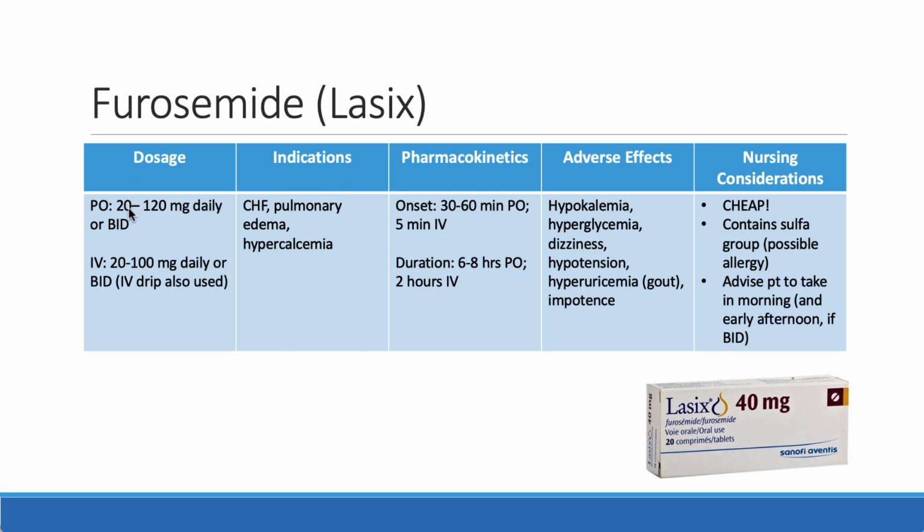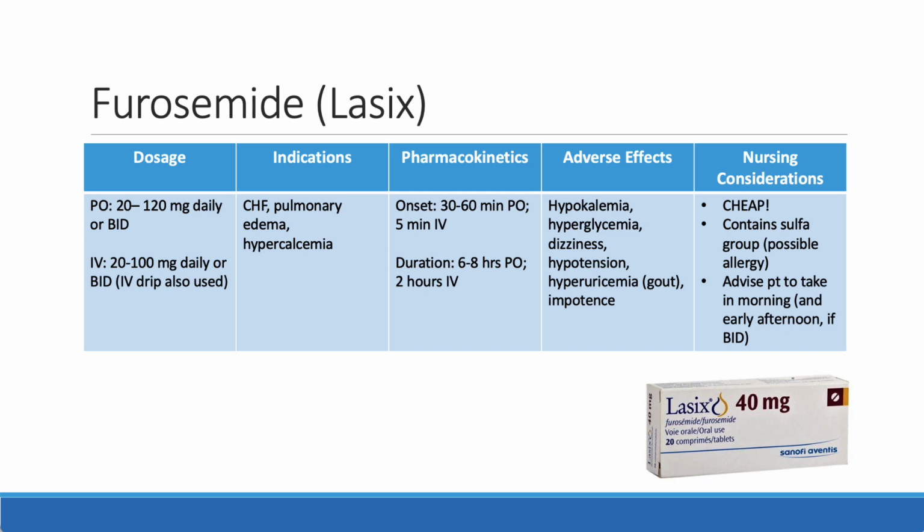Lasix can be dosed from, I've seen it at 10 milligrams, which is just a tiny bit, up through 120 or even higher doses. Or we can put you on an IV drip if we just want to really hit you with a ton of Lasix. We use it when there's too much fluid on board. Pulmonary edema, CHF, those kind of things. It has an onset orally of about 30 to 60 minutes, and it lasts for 6 hours or so.